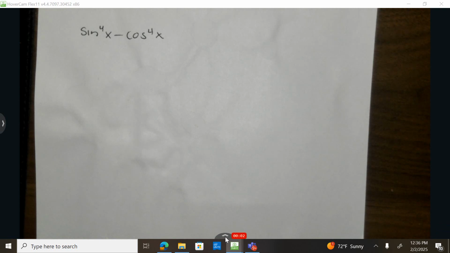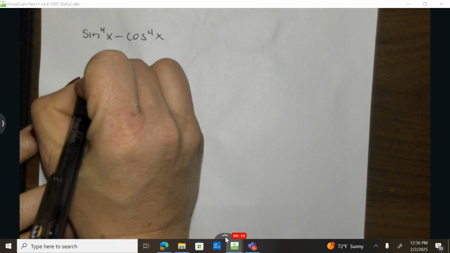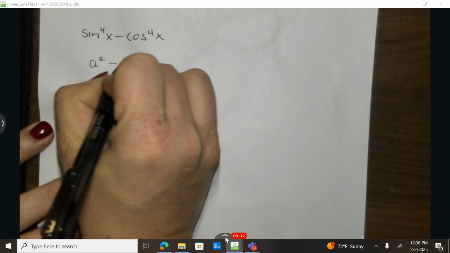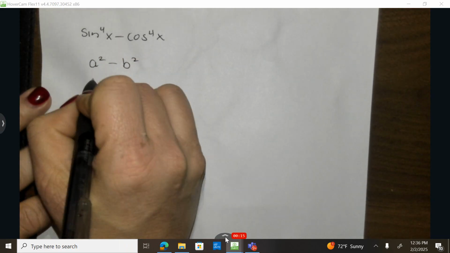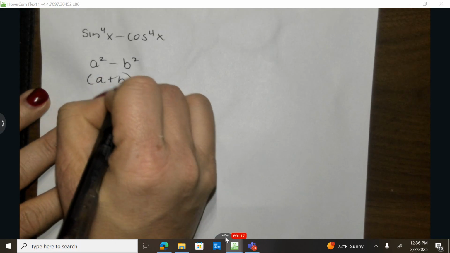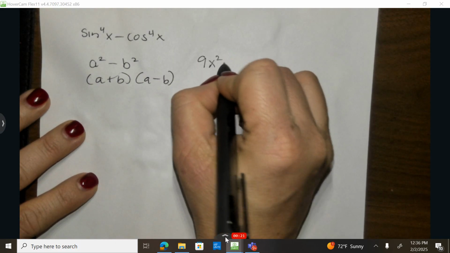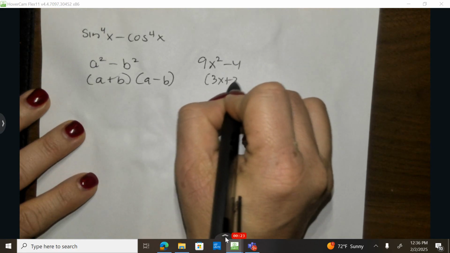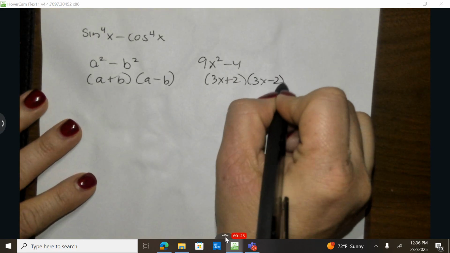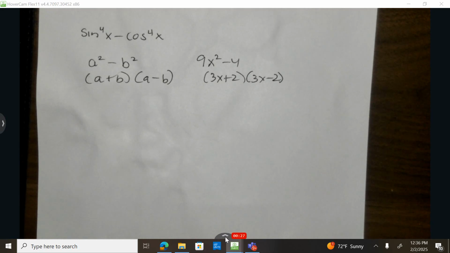Unit 11, Lesson 2, Question 12. Before I actually attempt to simplify this trig expression, I want to remind you, if I said a squared minus b squared, I'm hoping you would remember that that's a plus b times a minus b. Example, 9x squared minus 4 is 3x plus 2 and 3x minus 2. It's a concept of difference of squares.